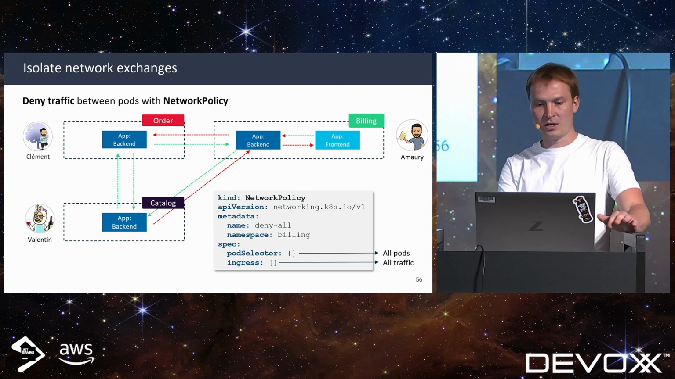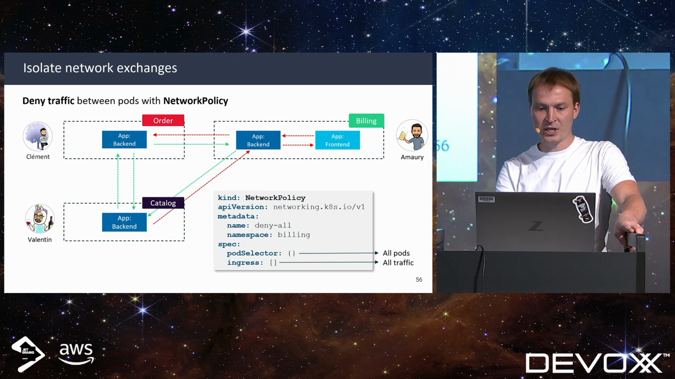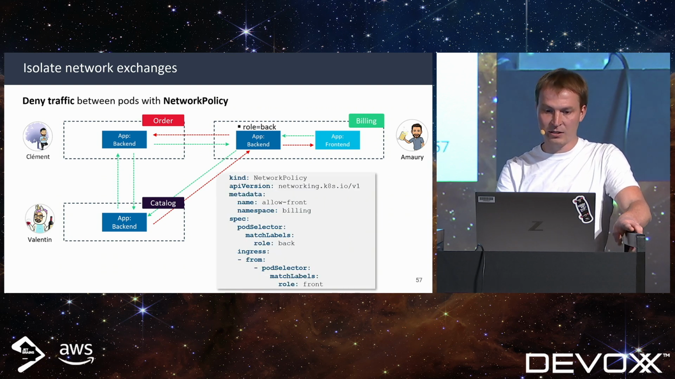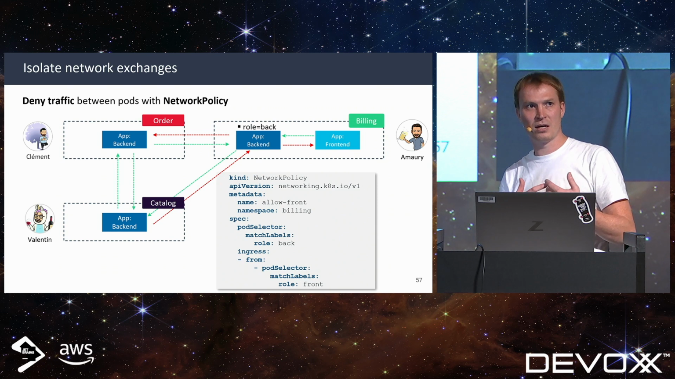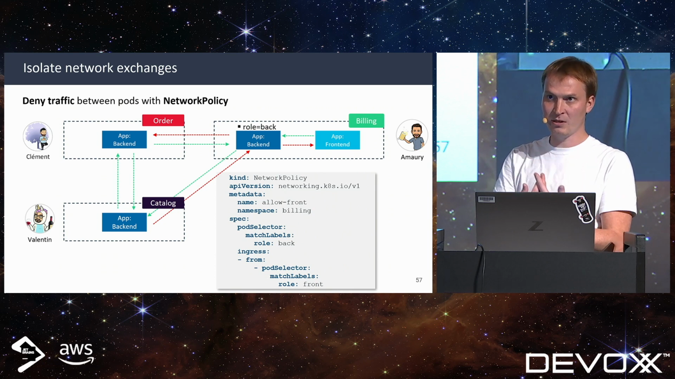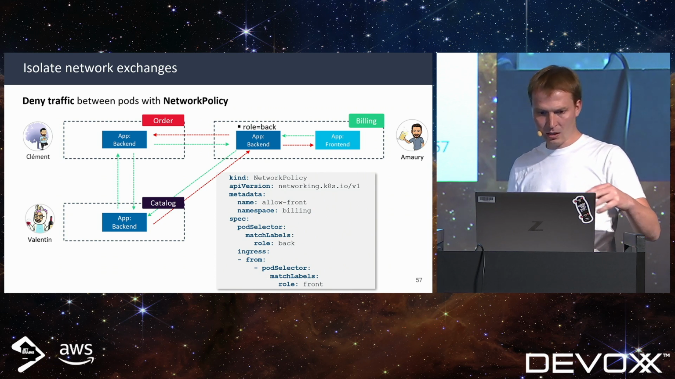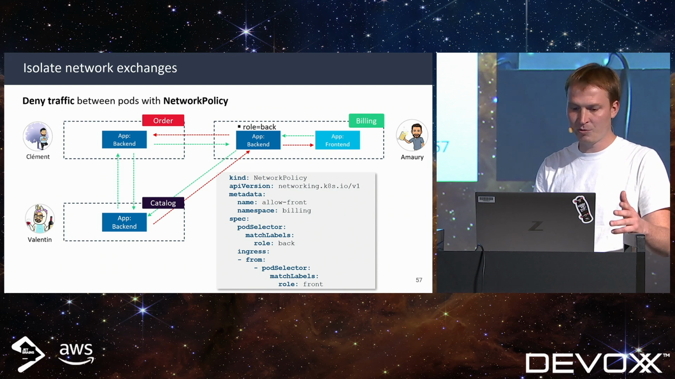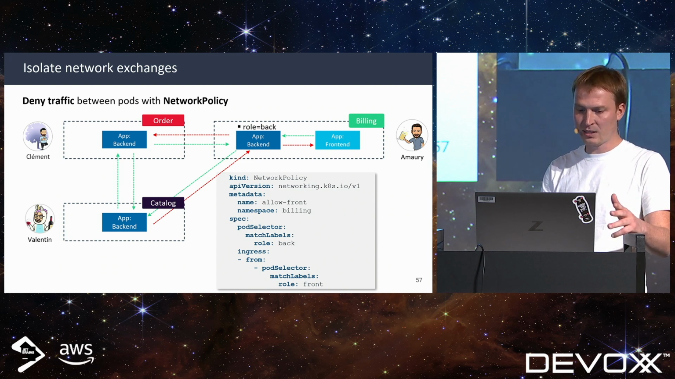So that's good, but if I want my front to communicate with my backend app in the same namespace, I have to add another network policy. So now it's additive: everything is closed, and if I want to open a door, I have to do it explicitly. Here, what I allow is to define a network policy on the billing namespace to allow a front pod, the pod that matches the label role front inside the billing namespace, to communicate with the pod that has the role back.